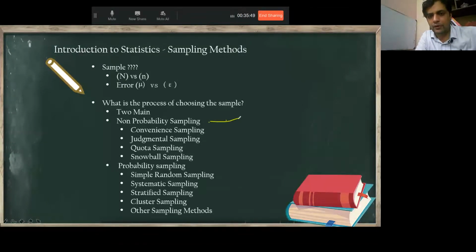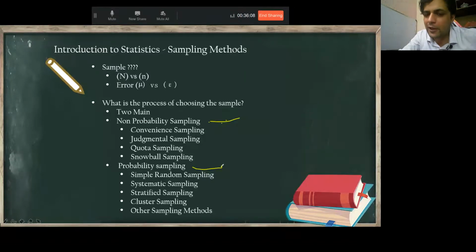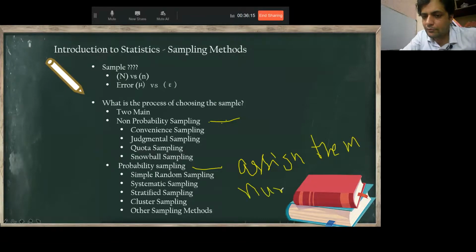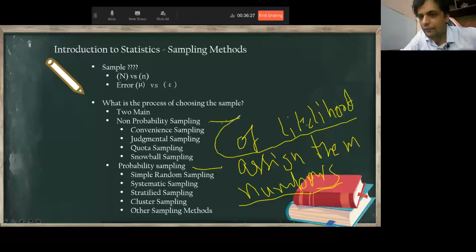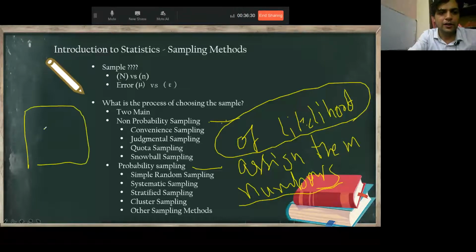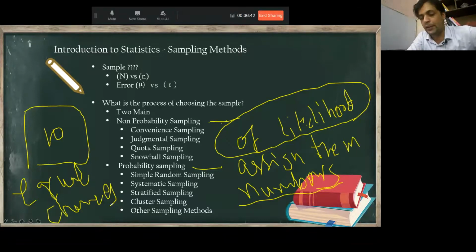So now we know what is non-probability sampling, right? What is probability sampling? In probability sampling, we choose our sample by randomizing them. Randomizing means to assign them a likelihood, like every one of the 10 students in this class has a chance. The chances can be different, but there are chances of being selected for each one of them. That's probability.